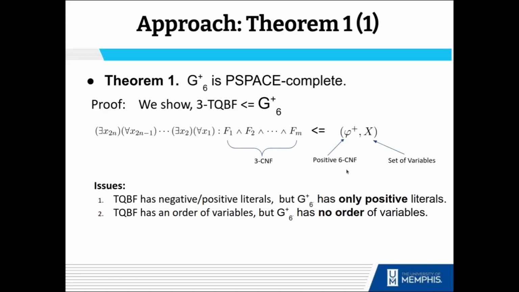All right, and we'll create the instance of the G positive 6 game, where phi positive is the positive 6-CNF, and X will be the set of variables. Two main issues we have to solve here: first, TQBF has negative and positive literals, but G positive 6 has only positive literals. The second issue is TQBF has an order of variables, but G positive 6 has no order of variables.